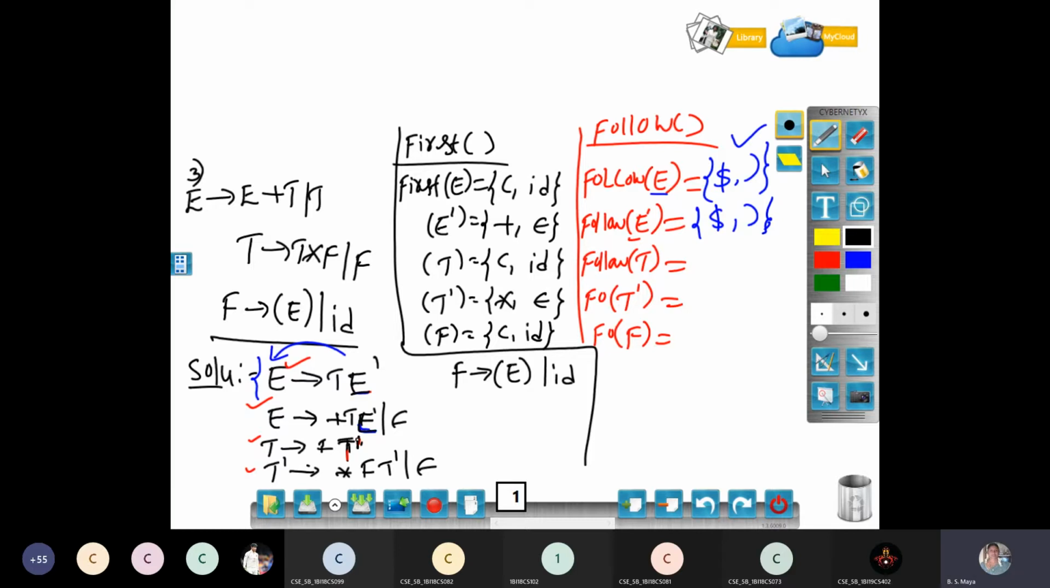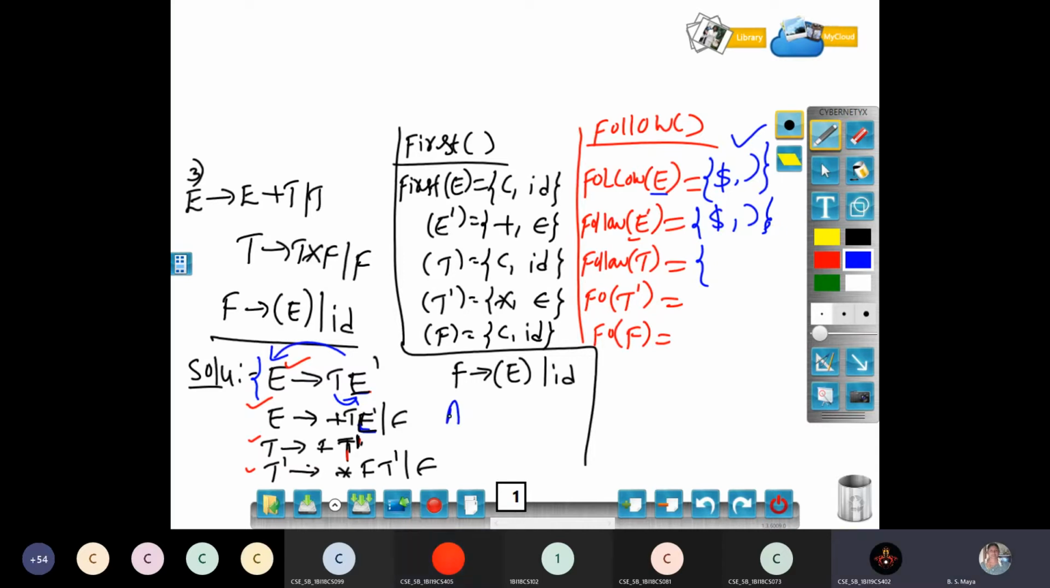Where is the follow of T? Follow of T. See, follow of T is in the first production I have. What is the follow of T? E dash. See, E dash is a non-terminal.